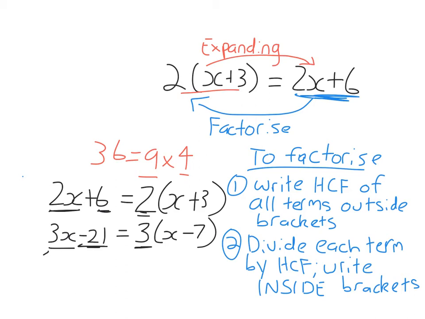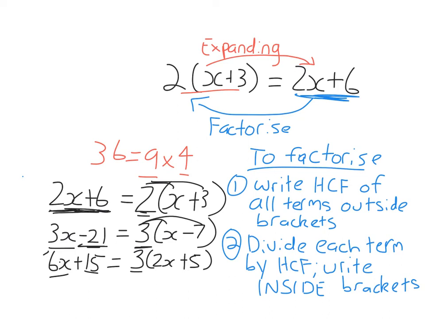Okay, so the highest common factor won't always be the coefficient of x. So let's say, for example, we had 6x plus 15. Okay, so the highest common factor isn't 6, because 6 does not go into 15. The highest common factor here is actually 3. It's the highest thing that goes into 6x and 15. So we write the highest common factor at the front. So what do I times by 3 to get 6x? 2x. What do I times by 3 to get positive 15? 5.